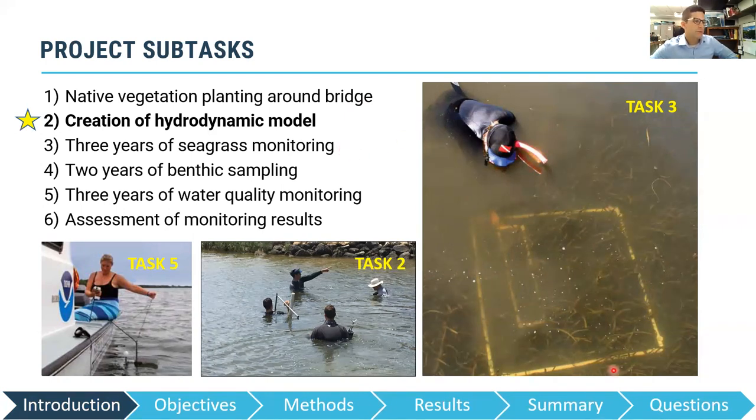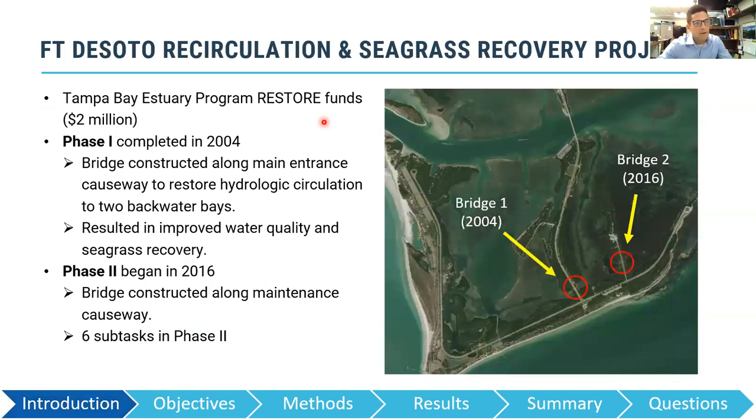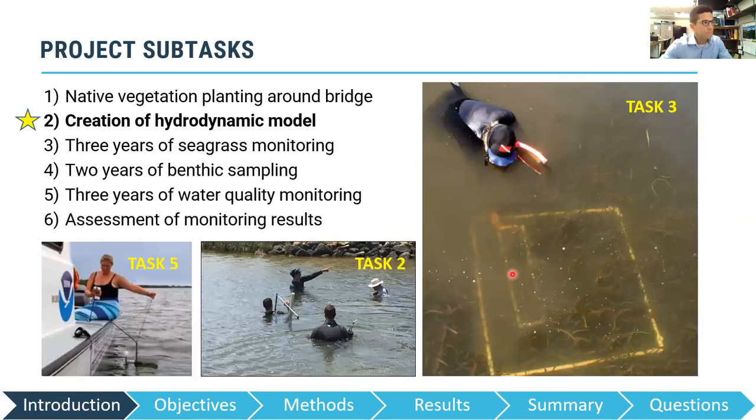You can see an individual here doing a quadrat survey near one of the bridge openings, just to monitor the recovery of those seagrasses in that area. 2 years of benthic sampling, 3 years of water quality monitoring. You can see a scientist with NOAA doing some of that water quality work near one of the bridges. And then, of course, our task number 2 is the creation of the hydrodynamic model, basically just to quantify the influence of those 2 bridges I showed on the last slide on the overall circulation patterns, specifically in this southern region of the bay.